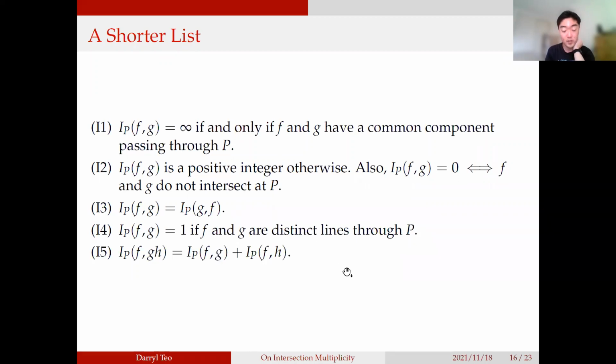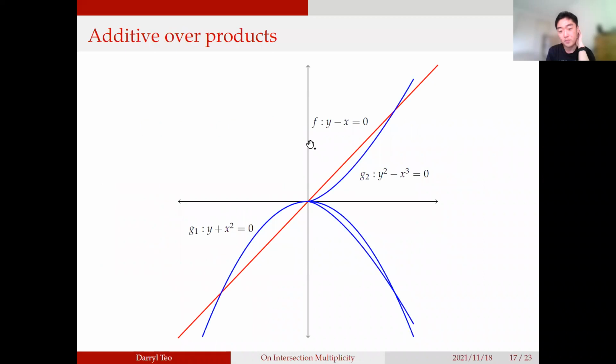The fifth property is a product property, that I_P(F, GH) is equal to I_P(F,G) plus I_P(F,H). To see why this should be true, we again just remember that the product of polynomials corresponds to a union of curves. So if we have here F, the line, and G, the product of G1 and G2, the parabola and the cuspidal cubic, we see that if we want to calculate the intersection multiplicity of F with G1 G2, it should be the sum of the intersection multiplicities of F and G1, so the line and the parabola, and then F and G2, which is the line and the cuspidal cubic.